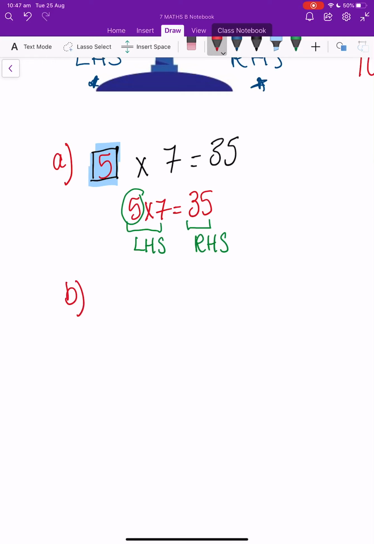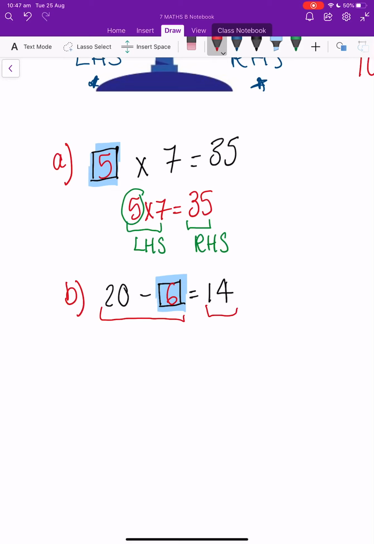Okay, let's look at another example. Part B, 20 take away something gives you 14. So this blank box is an unknown number, and something goes here to make the equation true. So 20 take away something gives 14. You might know that the answer is 6. When you have 20 and you take away 6, you get 14, and that makes your equation true. I hope that makes sense.